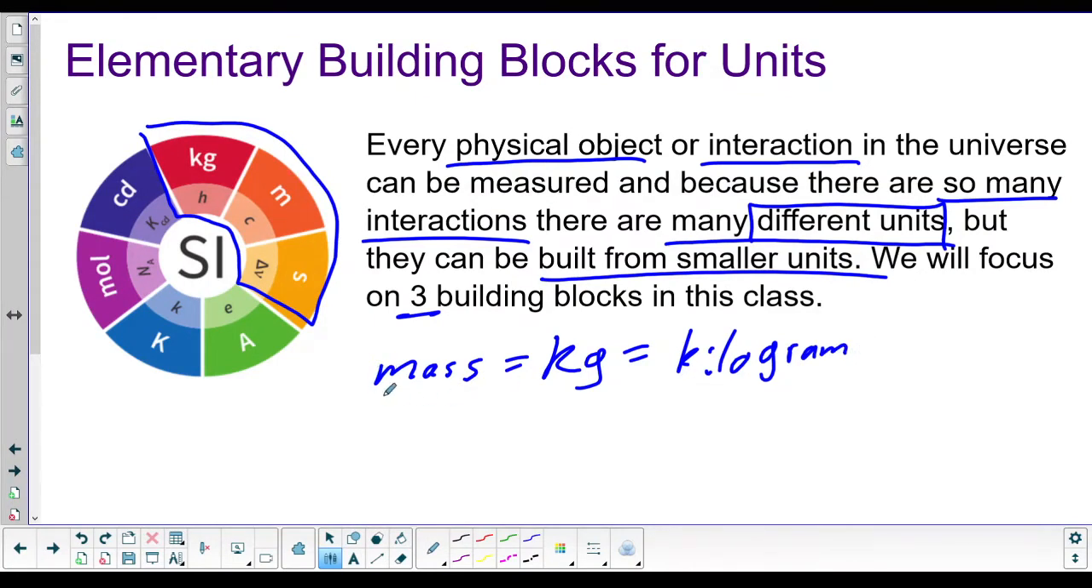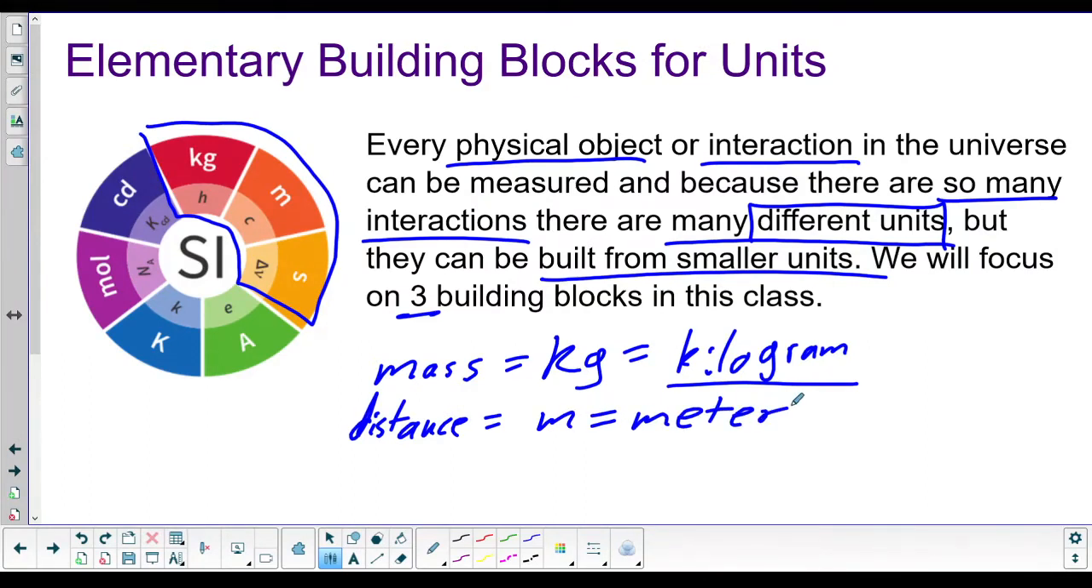So for mass, which is a measure of how much stuff is there, how many atoms are there, not how many, but how much atoms are there, we're going to measure that in kilograms. For distance or lengths, we're going to use the meter.